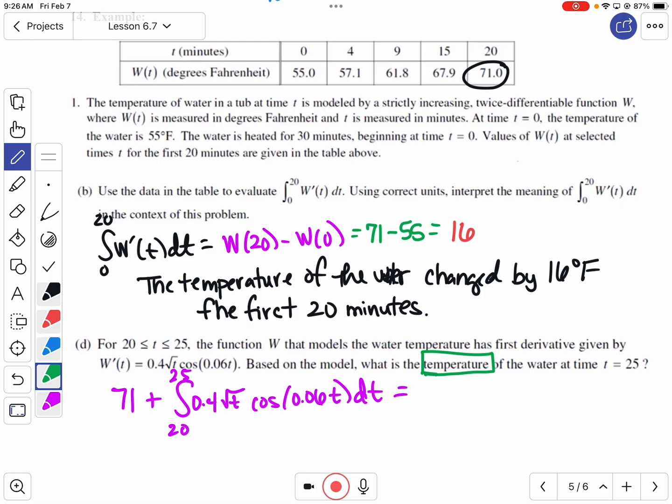Okay, because it's asking me for the actual temperature, we start with our last known temperature and then add on the change. Okay, so that's what we're using. And we use our calculator. I think you'll get 73.043.